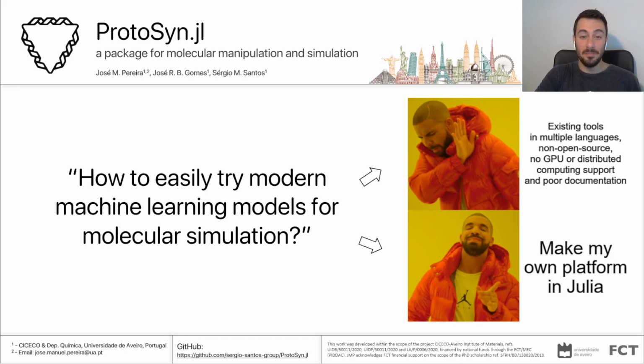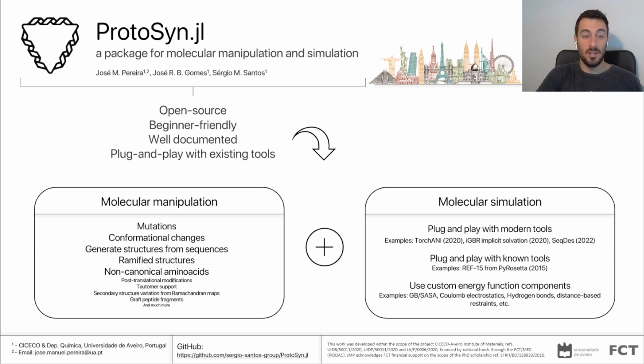So we started developing ProtoSyn. The objective was clear. We needed an open source, beginner-friendly, and well-documented platform to try out new models and algorithms in a plug-and-play environment. And Julia seemed like a perfect fit. It was not only fast with an easy syntax, it also allowed easy access to GPU computing, distributed computing, and other good-to-have technologies in the field of computational simulations. And so after almost 3 years of development, ProtoSyn now boasts a wide range of functionalities that we'll quickly try to explain by dividing into two main areas of development.